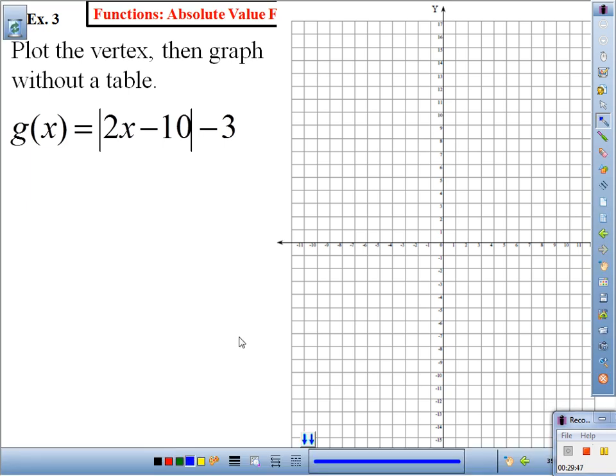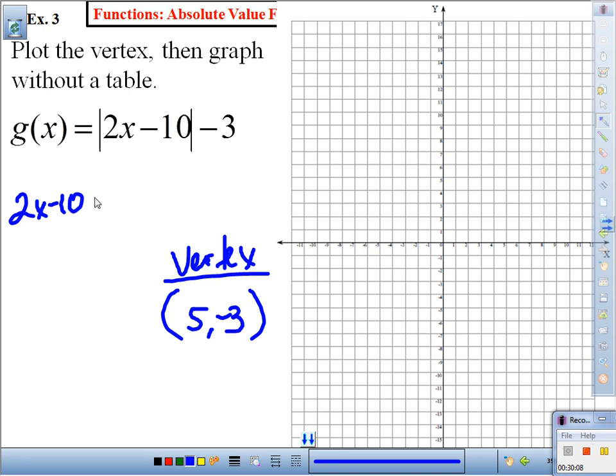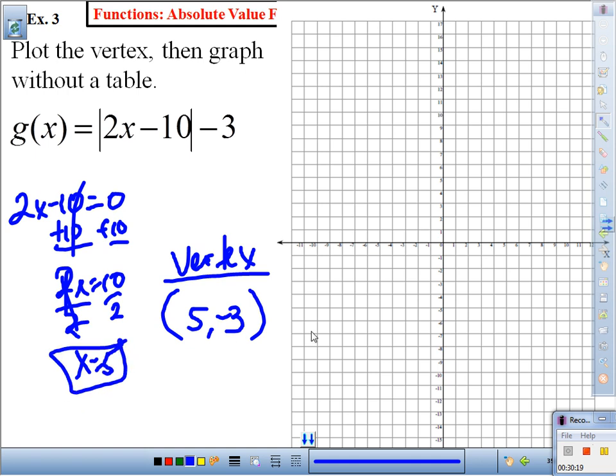I'm going to do this one in blue. Vertex. 5, negative 3. Who caught that one? If you notice, this one was not in parentheses and it has a 2. That means I need to write this as 2x minus 10 equals 0 and solve for x. That's going to be my h. Plus 10, plus 10, 2x equals 10, divided by 2. x equals 5, and there's my vertex. Okay, 5, negative 3.